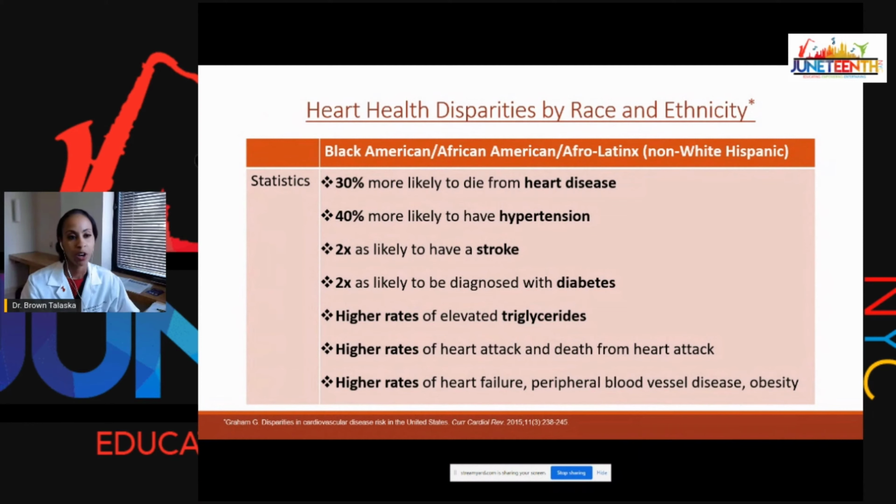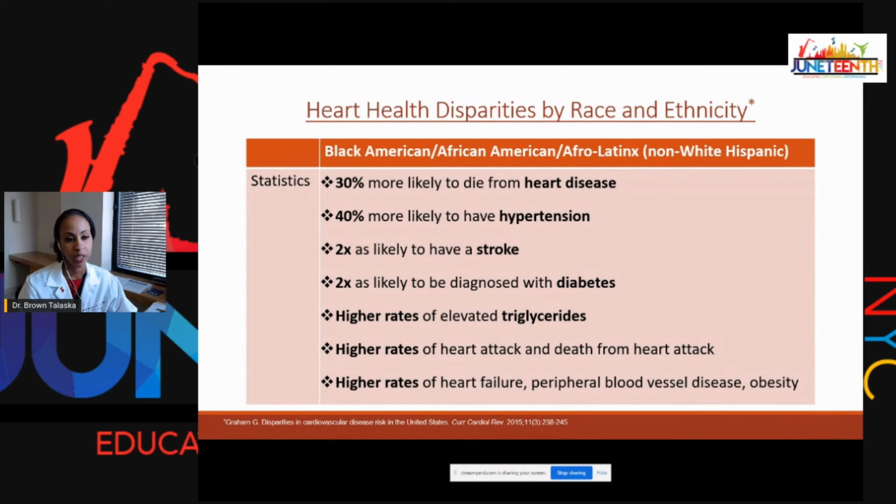So what are the heart health disparities by race and ethnicity? I won't get into all the racial and ethnic disparities because I want to focus on the Black American, African American, and Afro-Latinx population. So the statistics are as you see here.